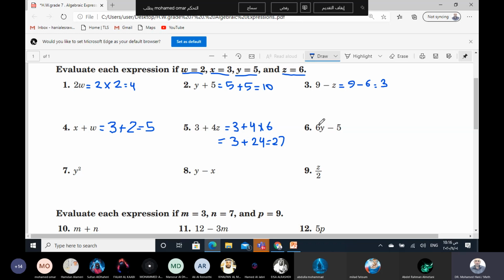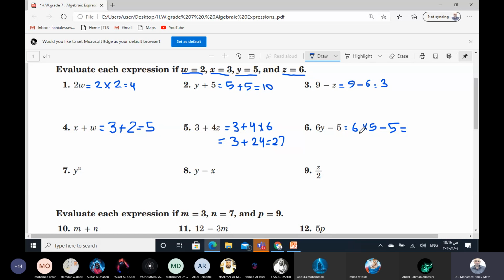Okay. Now we have 6y. What is the operation between 6 and y? Multiplication. So we can write here 6 times the value of y. The value of y will be 5. So we can write here 5 minus 5. Now use the order of operations here. We have multiplication and subtraction. The order for multiplication. 6 times 5 will be 30 minus 5. Now 30 minus 5 will be 25. Who has any question here?